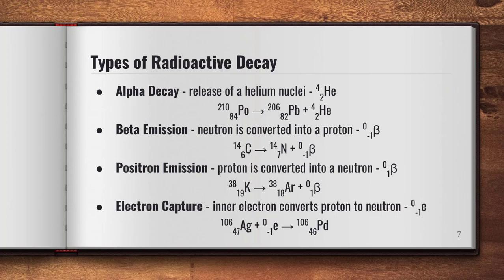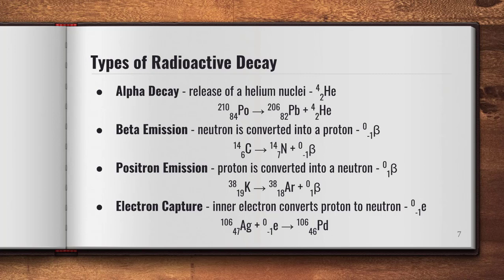So with that carbon 14 that's there on the left-hand side under beta emission becomes a nitrogen 14 because one of those neutrons is converted into a proton, thus the element is actually changed. Beneath that, we have what's called positron emission, where a proton is converted into a neutron. Essentially, it's the opposite of beta emission. So you see there we've got potassium 38 that ends up becoming argon 38 when one of those protons is converted into a neutron. And then there's also what's called electron capture, where an inner electron converts a proton into a neutron.